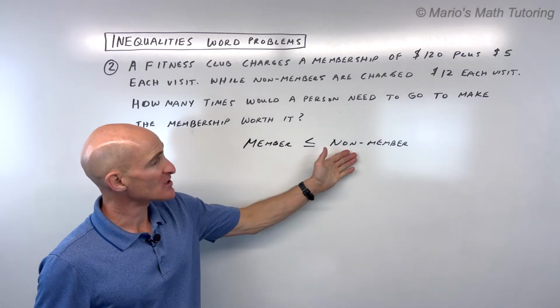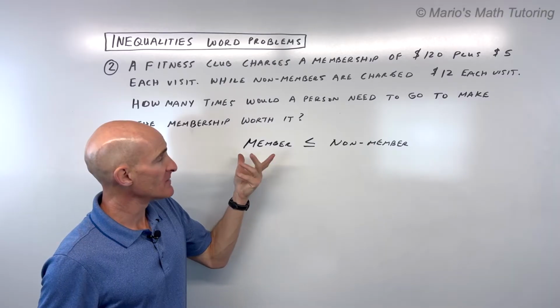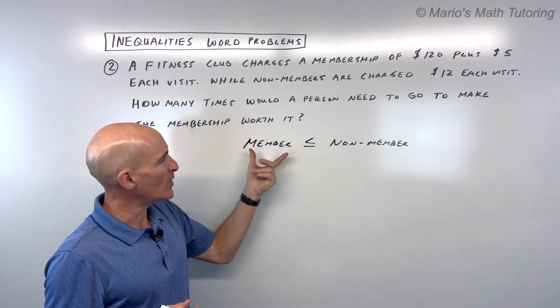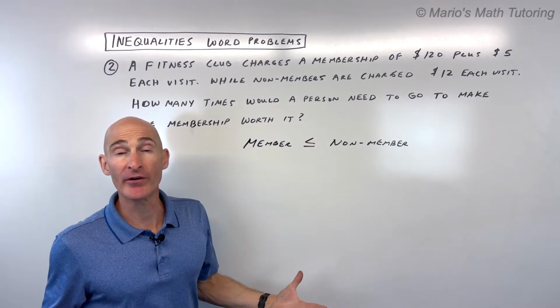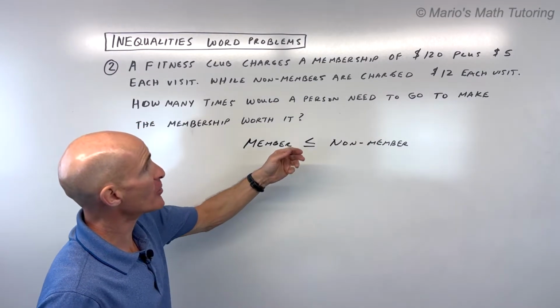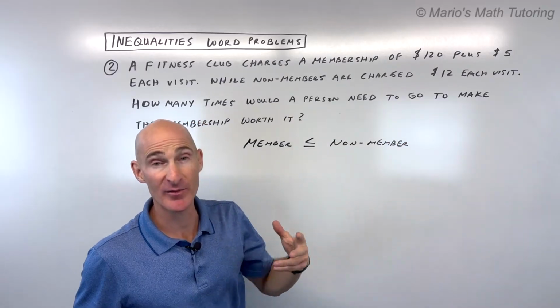But again, notice we started with a word inequality. We just keep it real simple. Just say, when is a member going to be paying less than or equal to a non-member? Then it would be worth it, right? To pay that $120 out of pocket right at the beginning.